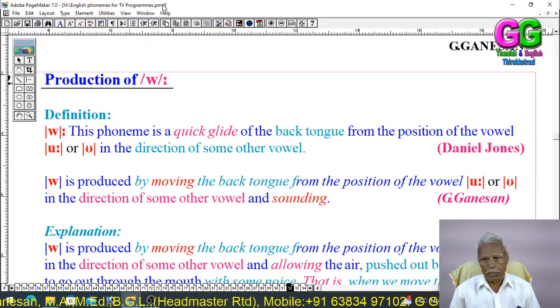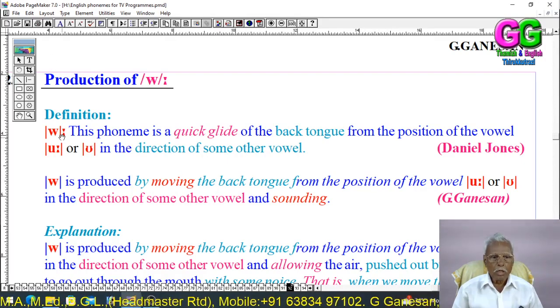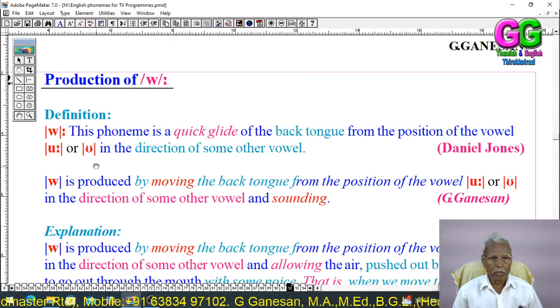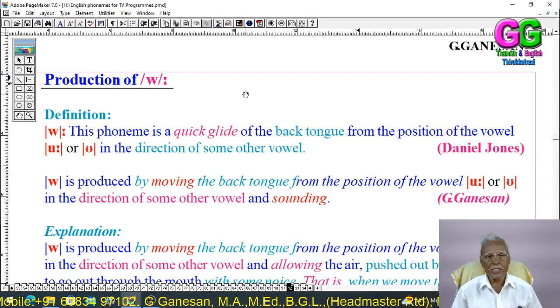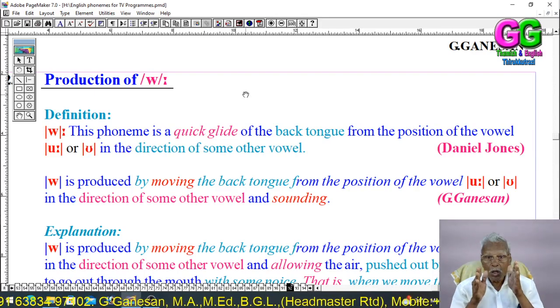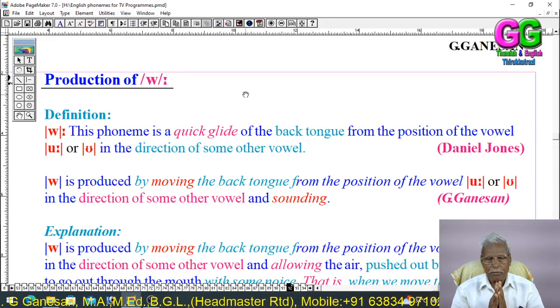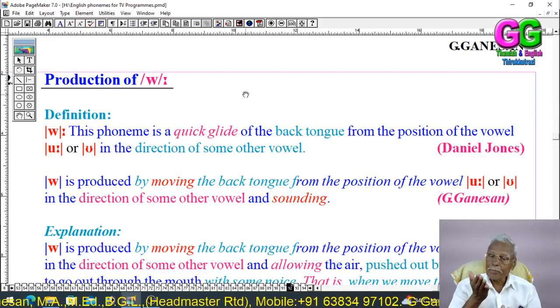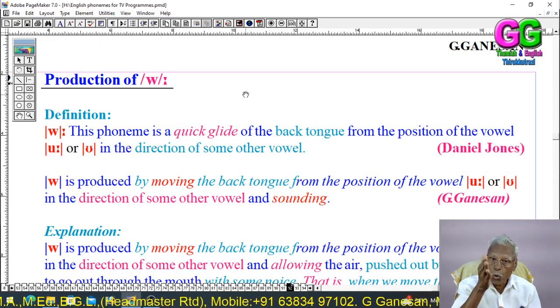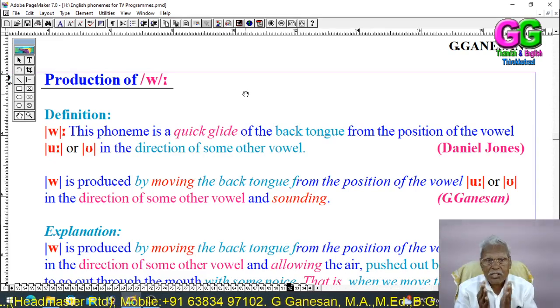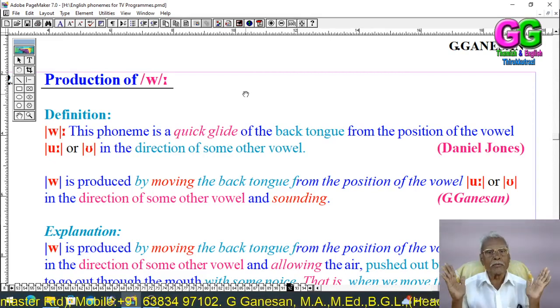Definition of Daniel Jones. O is a quick glide of the back tongue from the position of the vowel O in the direction of some other vowel. That's all. This is the definition given by Daniel Jones.